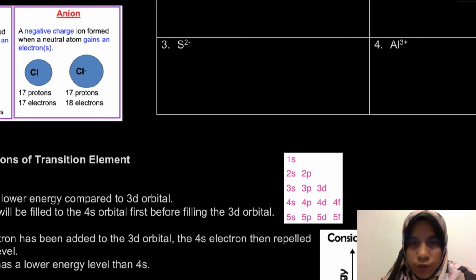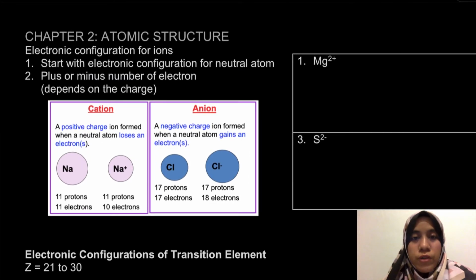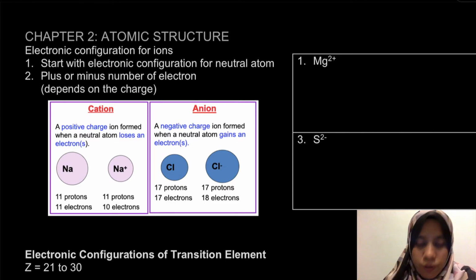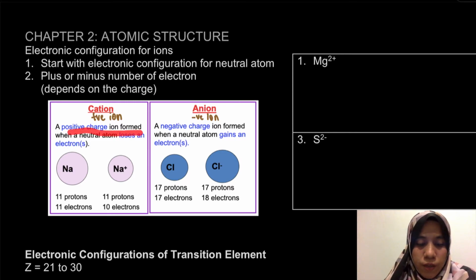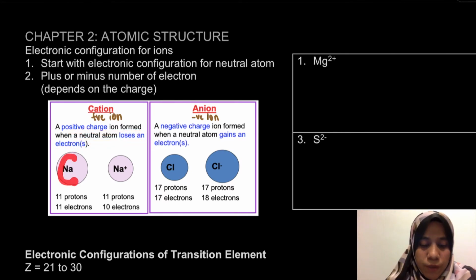On your notes on page 20, let's look here. For the electronic configuration of an ion, we are going to start with the electronic configuration of the neutral atom, and then we add or subtract the number of electrons depending on the charge. So what is the difference for the cation? We know a cation is a positive ion, and an anion is a negative ion. A positive ion forms when a neutral atom loses an electron. So for example, sodium, the number of protons is 11.